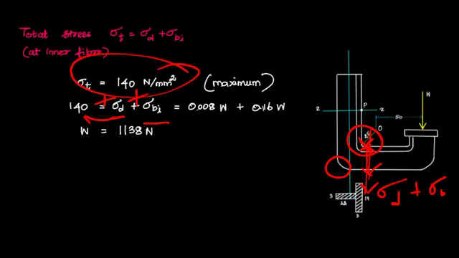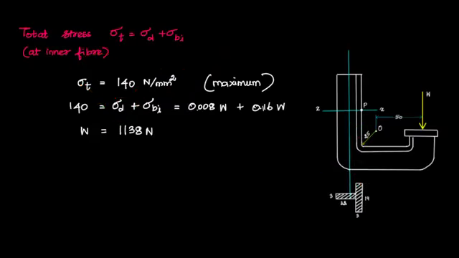Sigma d is equal to 0.008 W. Sigma bi is equal to 0.116 W, which is equal to 140 Newton per mm square. Here W is the only unknown value. We can calculate W, which we get as 1138 Newton.